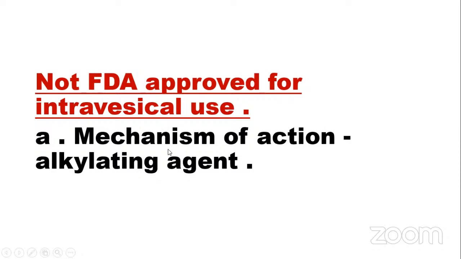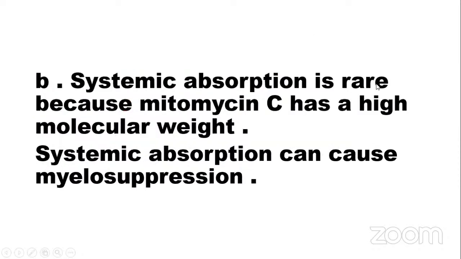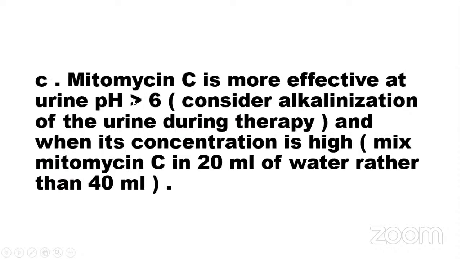So the mechanism of action is alkylating agents. Systemic absorption is rare because mitomycin C has a high molecular weight. Systemic absorption can cause myelosuppression. So mitomycin, remember MM, the mitomycin leads to myelosuppression.